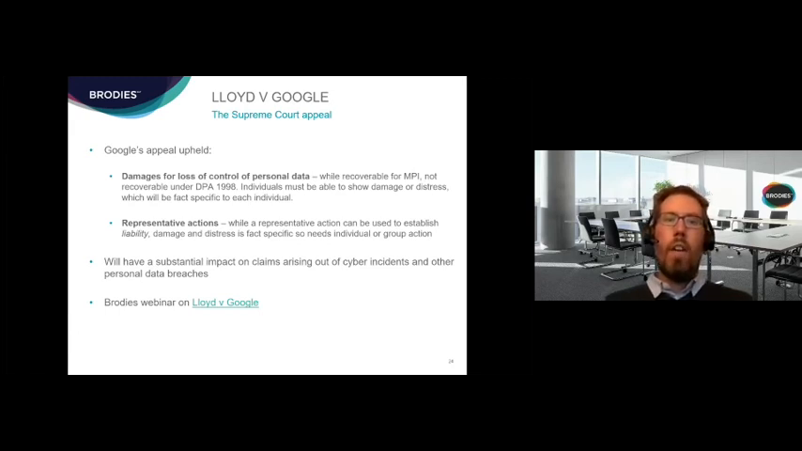So, following on from that, can you use a representative action? Well, the court said, yes, you can use it to establish liability. So has there been a breach of law? Here, has the Data Protection Act been breached? You could do that on a representative basis, but you can't do that to establish damage and distress because, as we said in the previous point, that is going to be fact specific. So a court cannot assess damage and distress and the damages that are due to a class of 4 million people within that representative action. They will each need to do that either on an individual basis or as part of a group action which they've opted into.